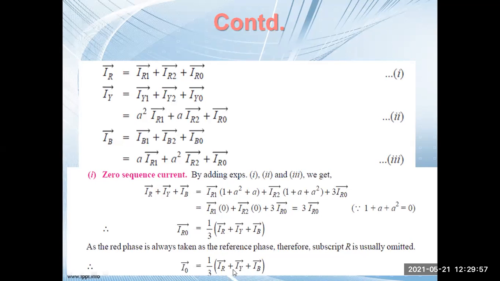This point is clear, because this particular derivation we have done in today's class. IR plus IY plus IB equals this. So I naught equals 1/3 of IR plus IY plus IB. What is IR plus IY plus IB? That is your neutral current, in the unbalanced system. I should move to the board.